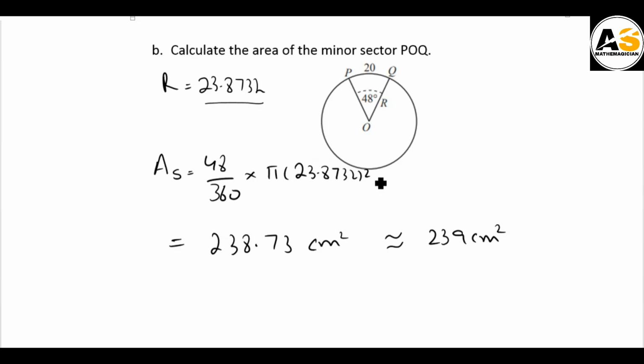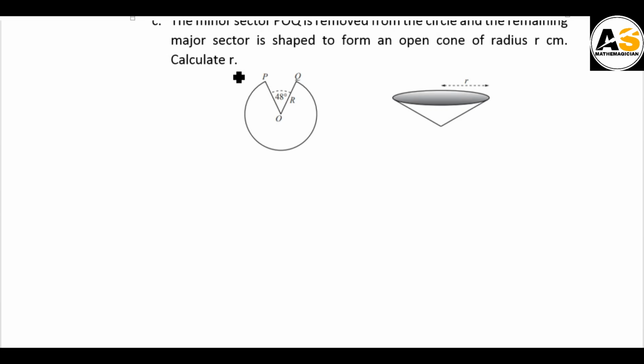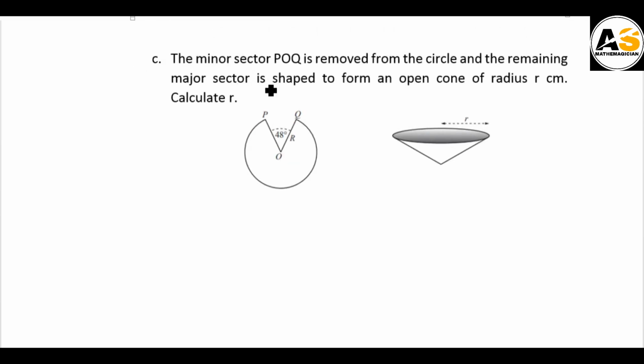I hope this is clear. In the third part, he says that the minor sector POQ is removed from the circle and the remaining major sector is shaped to form an open cone like this. This basically is an open cone with radius r. We have to find r. For that, this angle is 48. What will be this reflex angle? This reflex angle POQ will be equal to 360 minus 48, which will be 312.